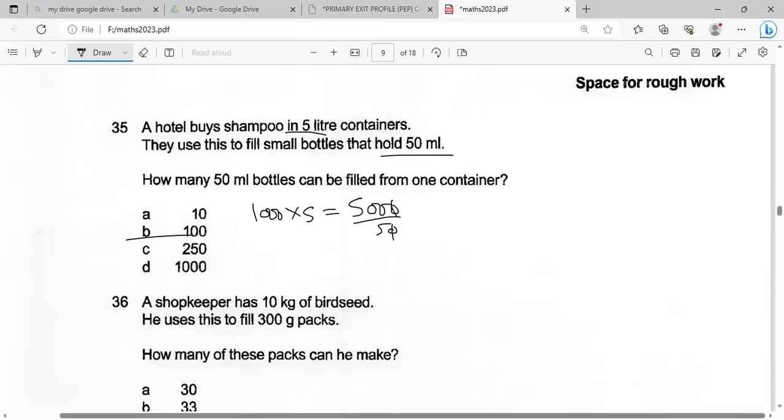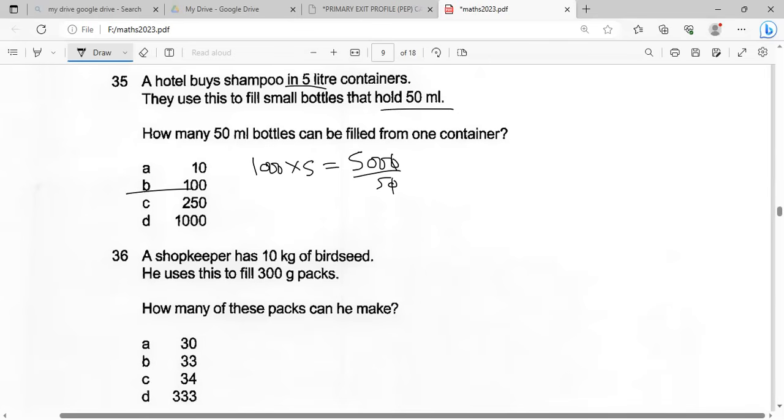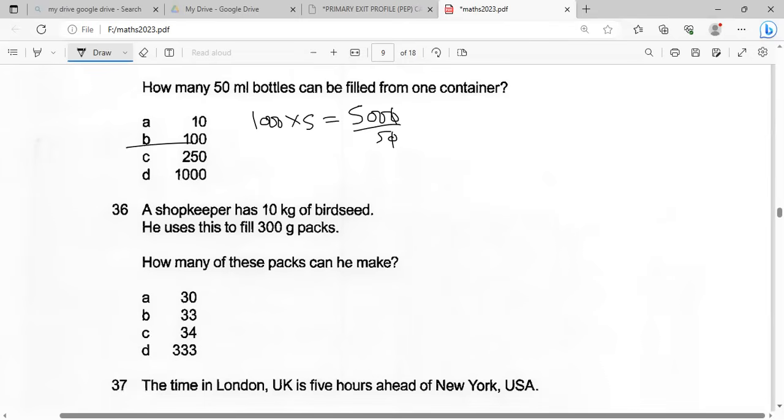36. A shopkeeper has 10 kilograms of bird seed. He uses this to fill 300 gram packs. So again, kilo means 1,000. So we're going to convert. So it's going to be 10,000 divided by 300. Just cancel off the zeros. So 3 into 100 would go 33.33, right? But you can't fill up the next one. So we're going to do 33.